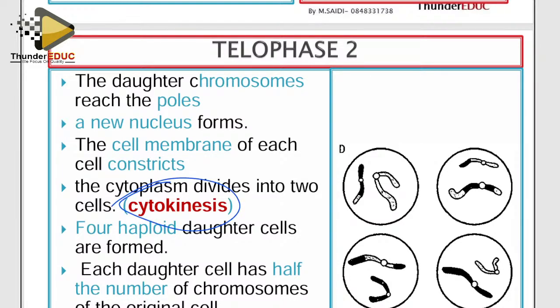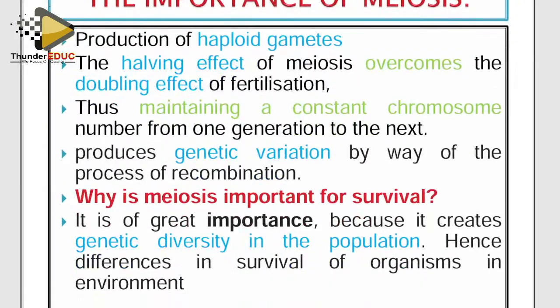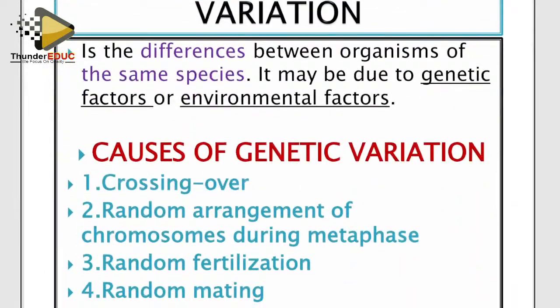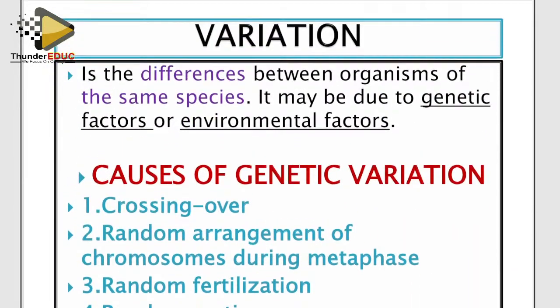Cytokinesis. Cyto means cytoplasm, kinesis means division, basically using energy. So the division of the nucleus, we call it cytokinesis. Hey, did I say nucleus? Division of the cytoplasm. We talked about this, but you need to tell me before I go there.